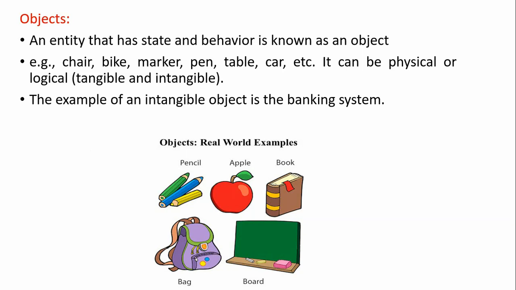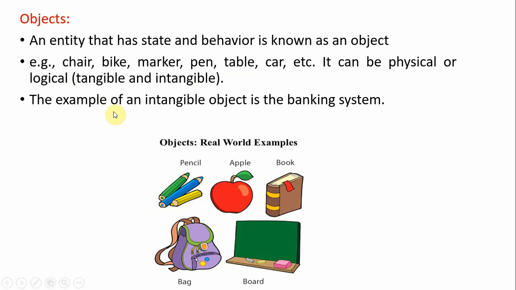You can take any real time examples like a pencil, apple, book, bag, board, chair, bike, marker. Anything can be treated as an object. An object may be physical, or sometimes logical. Mostly it is physical, and sometimes it may be logical. That can also be defined as tangible or intangible. Tangible means which we can touch and feel. Which we cannot touch and feel is called intangible. So mostly an object is a tangible thing, sometimes it may also be logical or intangible.